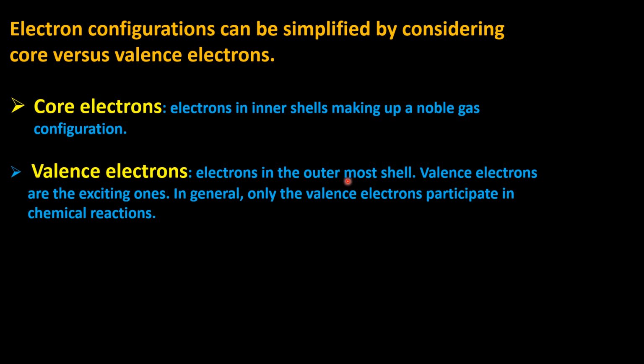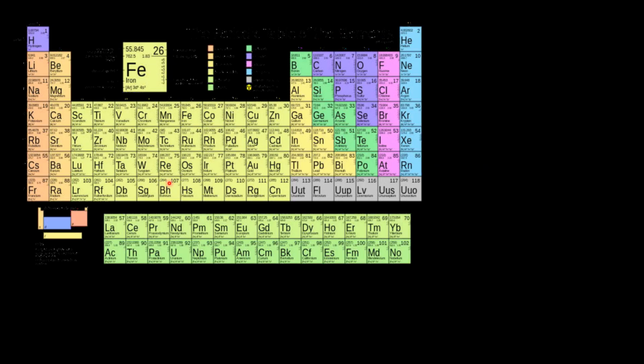The valence electrons are the exciting ones, in the sense that in general only the valence electrons participate in chemical reactions. So these are the valence electrons. These are the very exciting ones because they give the specific properties to the atoms by participating in chemical reactions. So now we have the periodic table here, and here you can see that first we consider from the third period.